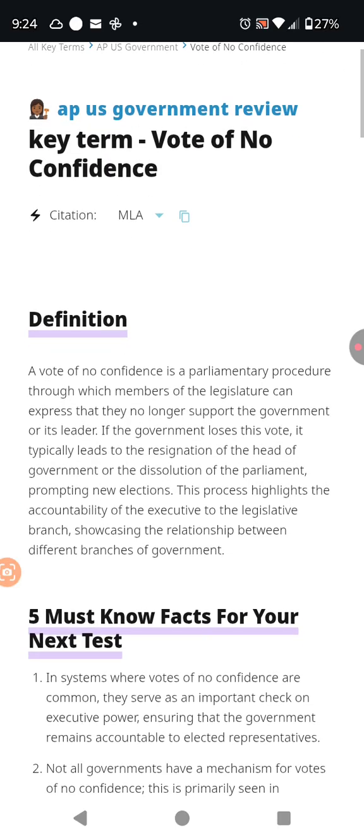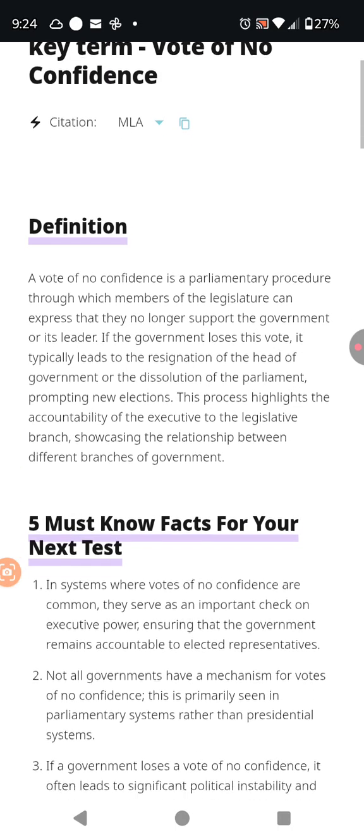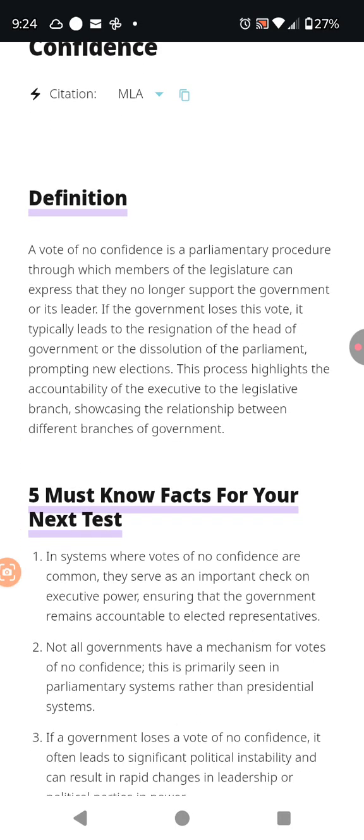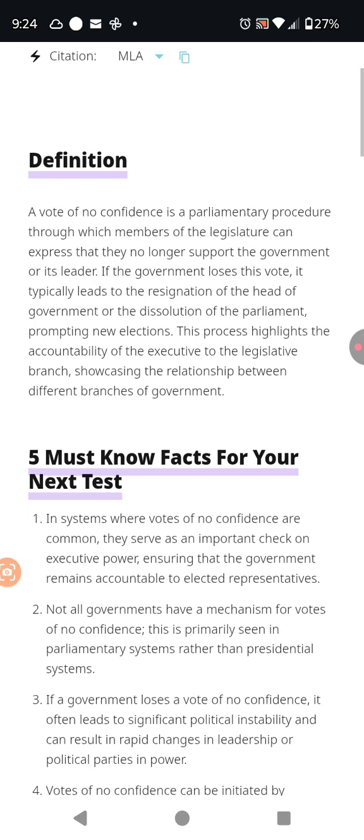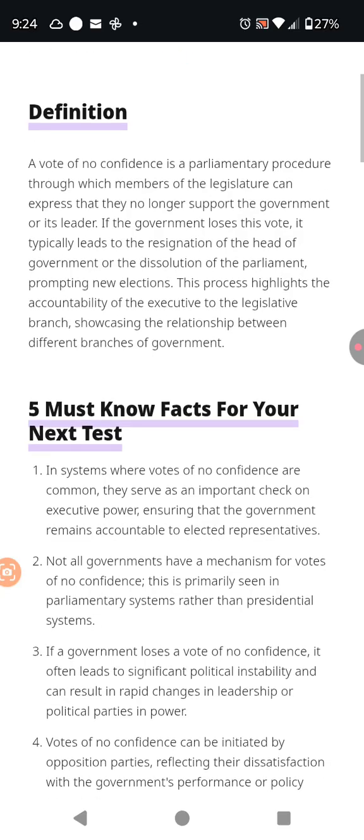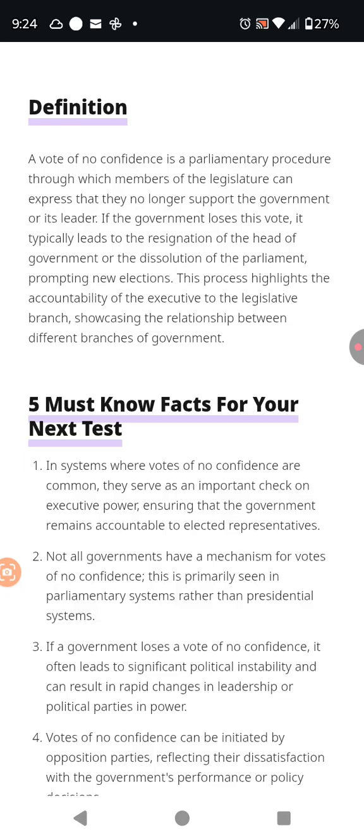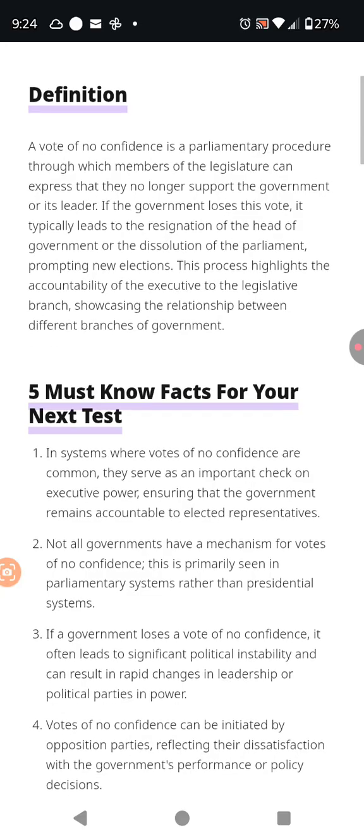A vote of no confidence is a parliamentary procedure through which members of the legislature can express they no longer support the government or its leader. If a government loses this vote, it typically leads to the resignation of the head of government or the dissolution of parliament, prompting new elections. The process highlights the accountability of the executive and legislative branches, showcasing the relationship between different branches of government.